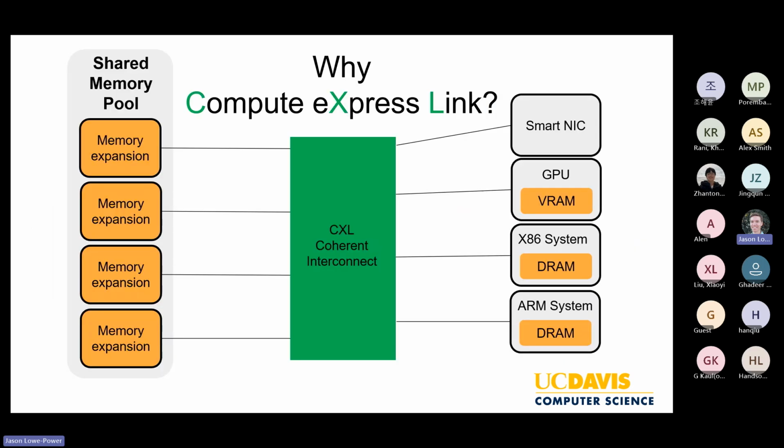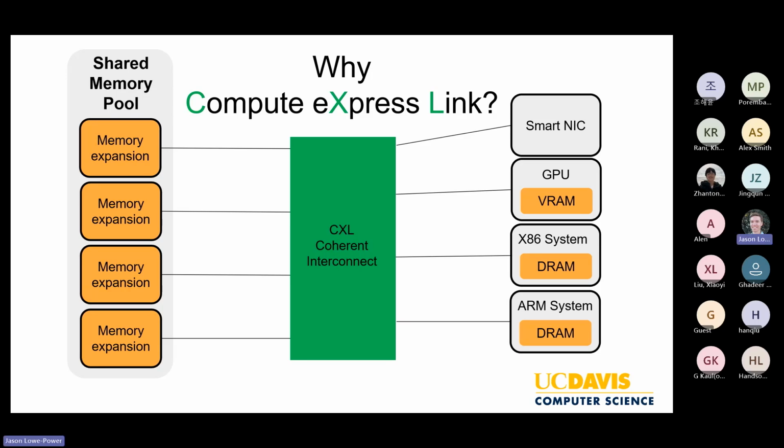Cool. So why Compute Express Link? First off, let's start with what is Compute Express Link. CXL is an open standard for high-speed, low-latency, cache-coherent interconnect technology for processors, accelerators, and memory expansion devices. So here's an example of a CXL disaggregated system. You have multiple systems with some accelerators, some smart NICs, all connected to this CXL coherent interconnect. And on the other side, you have memory expansion devices that can all be used by these systems.